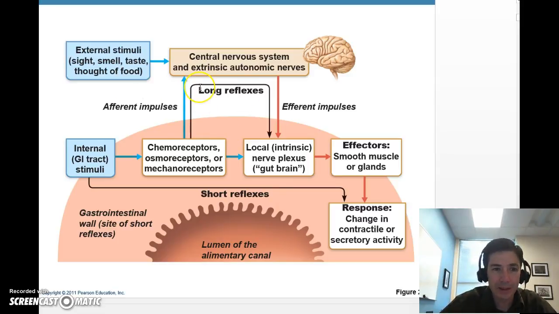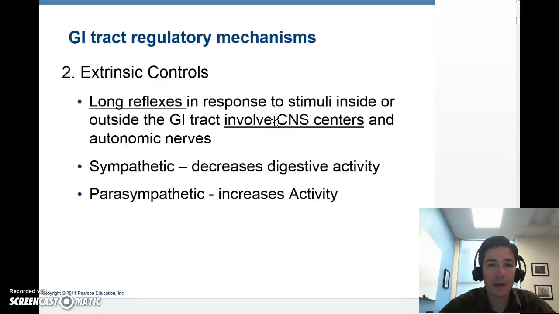Long reflexes are part of your, I should say, extrinsic controls. These involve the central nervous system, so it's a longer pathway. You're going from, instead of from one part of the gut to another part of the gut, you're going from the gut to the brain, or from the brain to the gut. And you also just want to be aware that your sympathetic and parasympathetic nervous system have impacts on your digestion, but we don't go into too much detail on that.